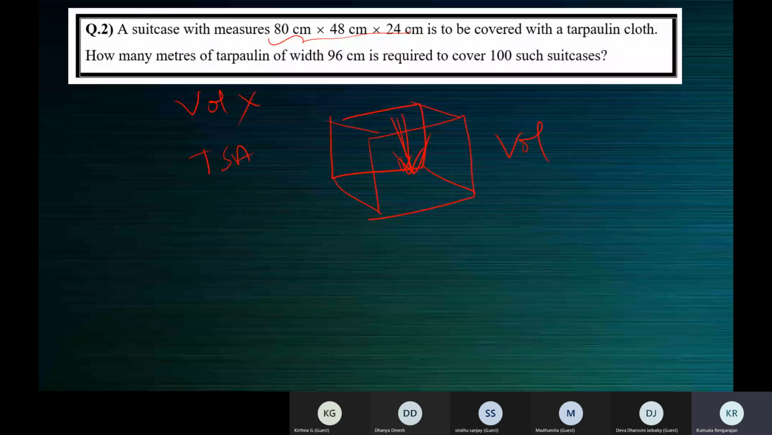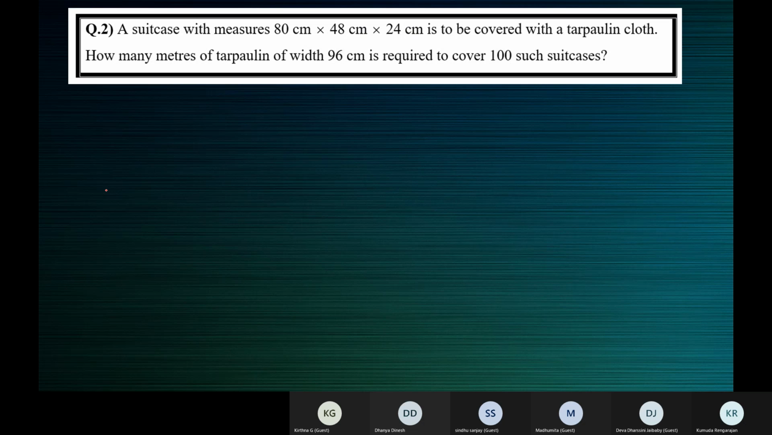What will you cover? You will cover the 6 outside surfaces. The suitcase is cuboidal. Outside, you can see 6 surfaces. You have to cover these 6 surfaces with the tarpaulin cloth. So you have to find the total surface area of one suitcase first, and multiply that by 100 to get the surface area of 100 suitcases.